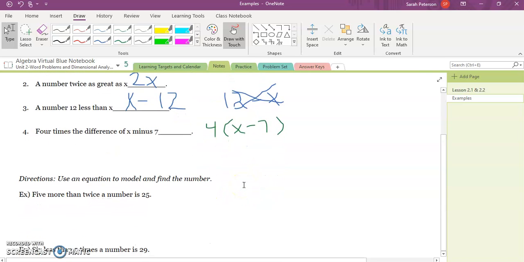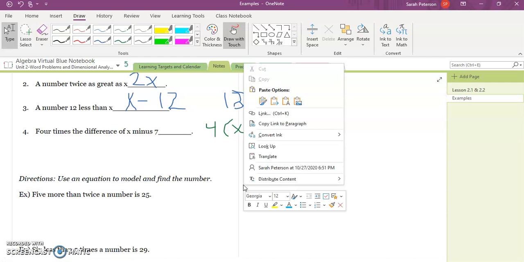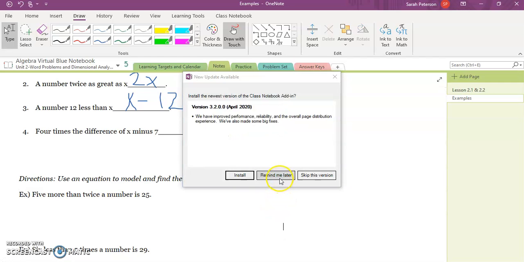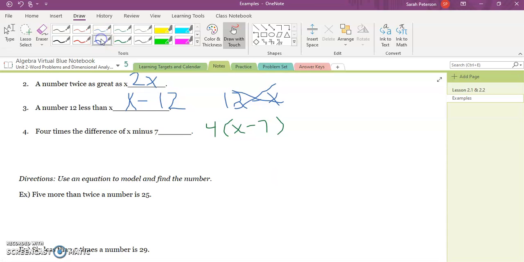Now I'm going to do a couple examples and actually solve. It says, use an equation to model and find the number. 5 more than twice a number is 25. The first thing I like to do is define what my x is. Because I don't know what the number is, I'm going to let x equal a number. So 5 more than twice a number. Twice a number would be 2x, and then 5 more is plus 5.